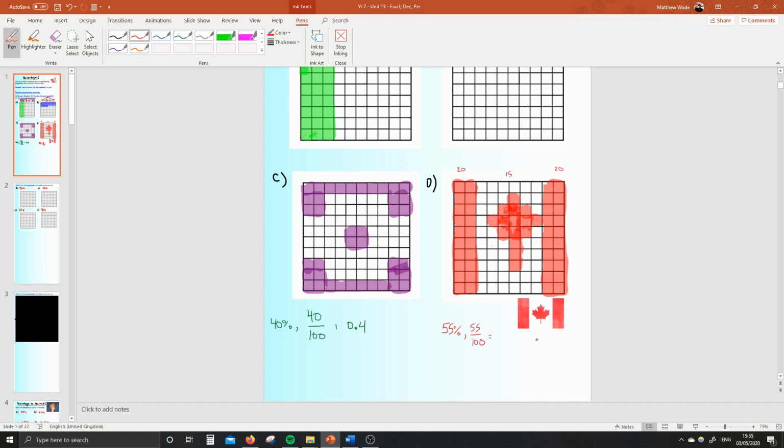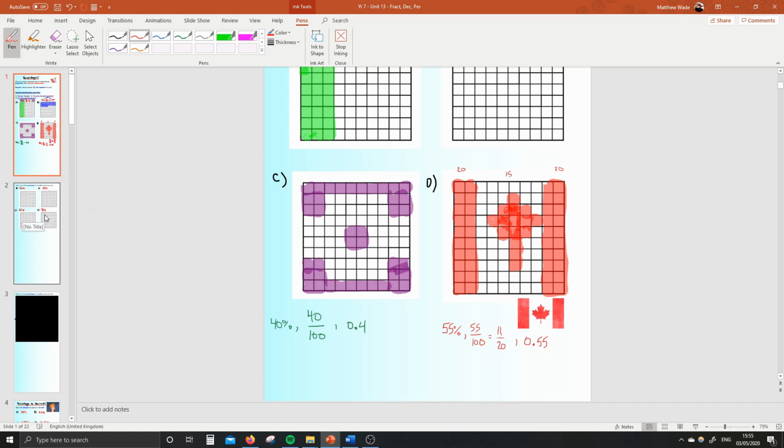Ooh, it's a good one to simplify. This ends in 5, this ends in 0. That means they both divide by 5. 11 5s into 55, and 20 5s go into 100. So 11 out of 20. And our last shortcut here, divide the 55% by 100, giving you 0.55. Cool. So hopefully that's good. Hopefully you're flying, and so on.